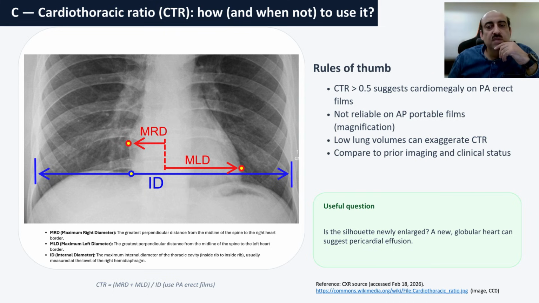Also, low lung volumes can exaggerate the cardiothoracic ratio artificially, and hyperinflated lungs can elongate the heart shadow, so that also may underestimate the CTR. The best thing is to compare with previous imaging and the clinical status of the patient rather than just one-off. How do we measure it?